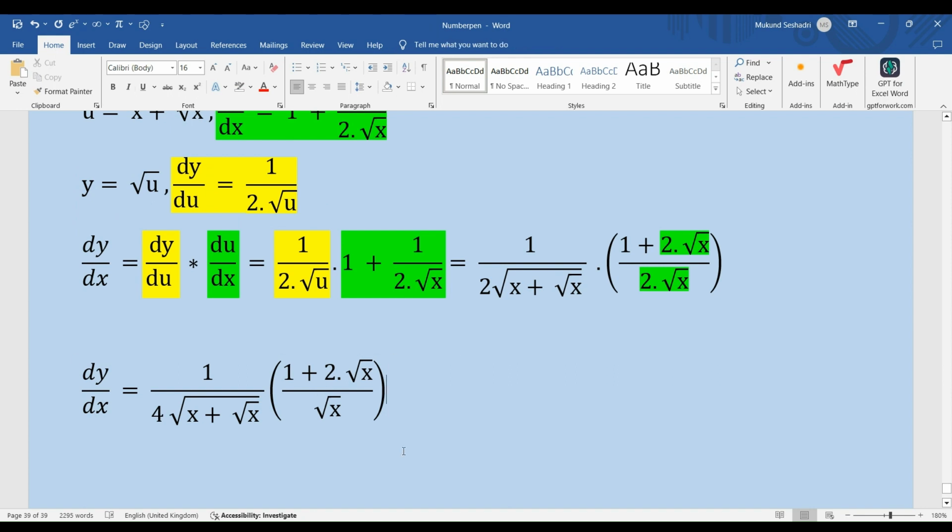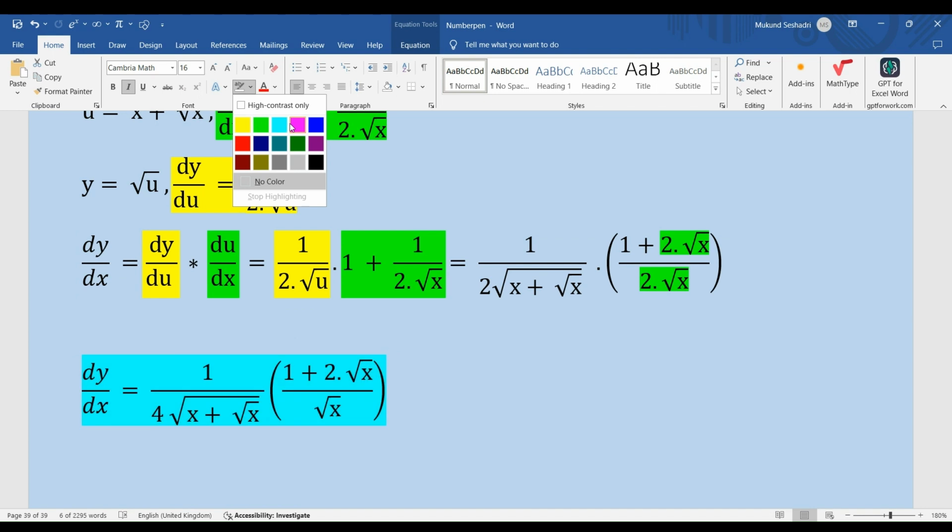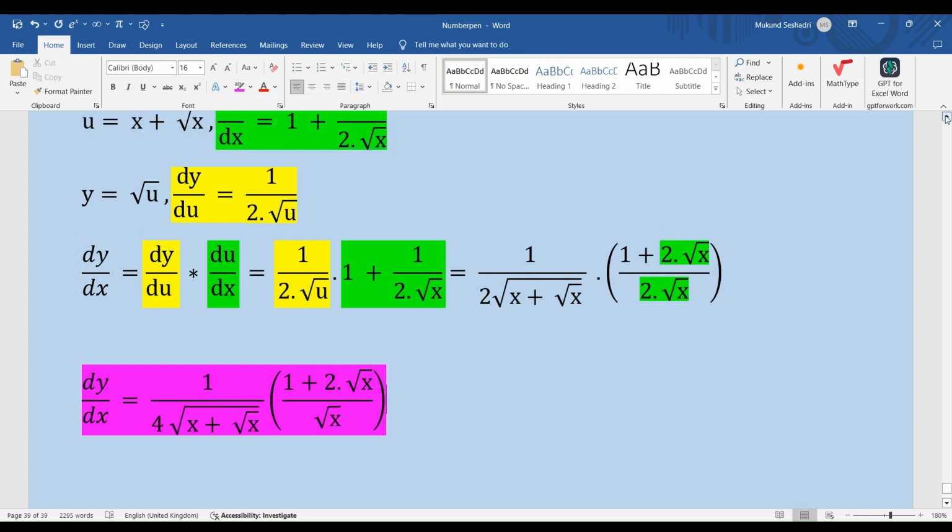1 divided by 4 times square root of x plus root x into 1 plus 2 root x divided by root x, right? So let me highlight it in pink. Is there a scope for further substitution? The answer is no. So my final answer is 1 plus 2 root x, the whole divided by 4 into root x into root of x plus root x, right? So that's my final answer.